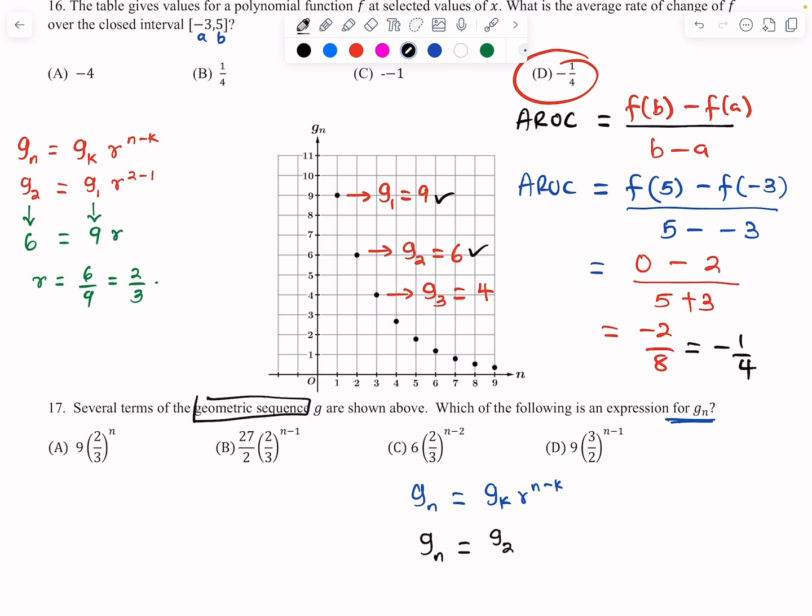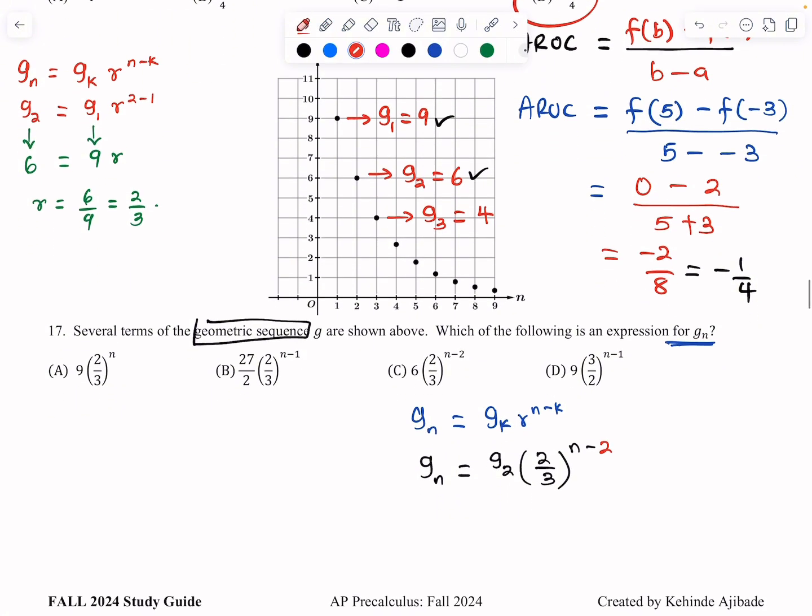And then my r is the same thing as, I just calculated that to be 2/3. And then my n, leave your n like that, minus, in this case, my k would be equal to 2. So if I simplify this real quick, I have my Gn. My G2 will be 6, and then this one will be (2/3)^(n-2). And if you look at that, that option would be option C.